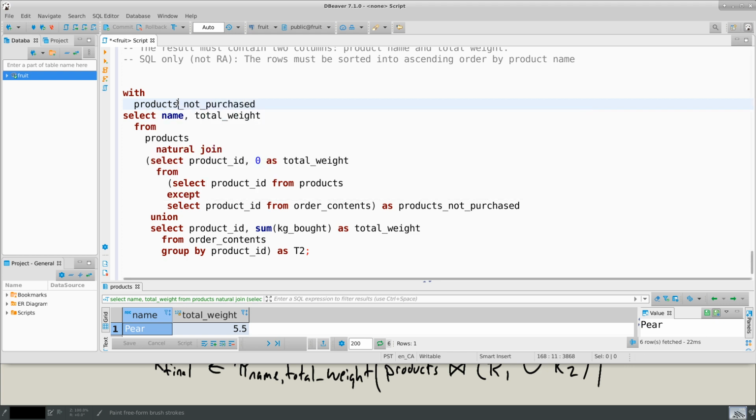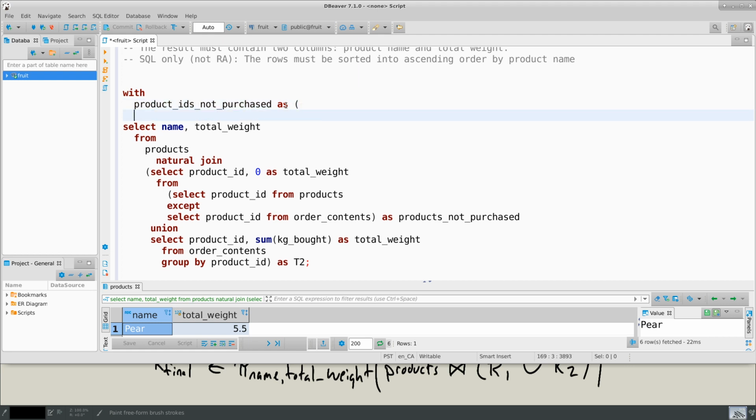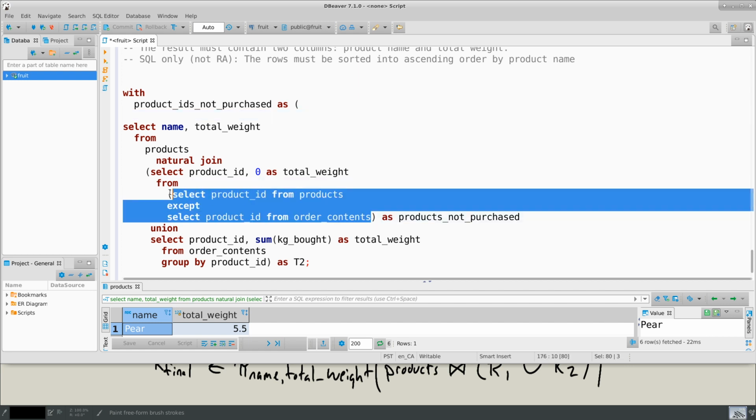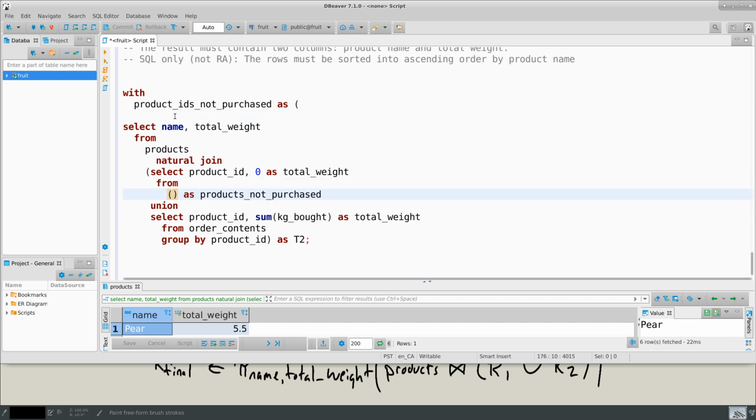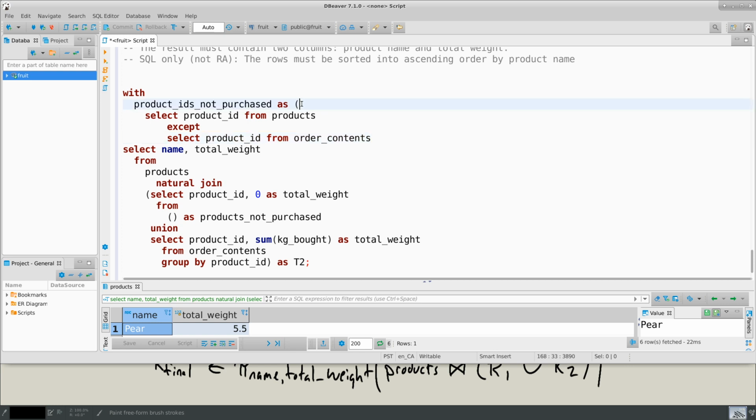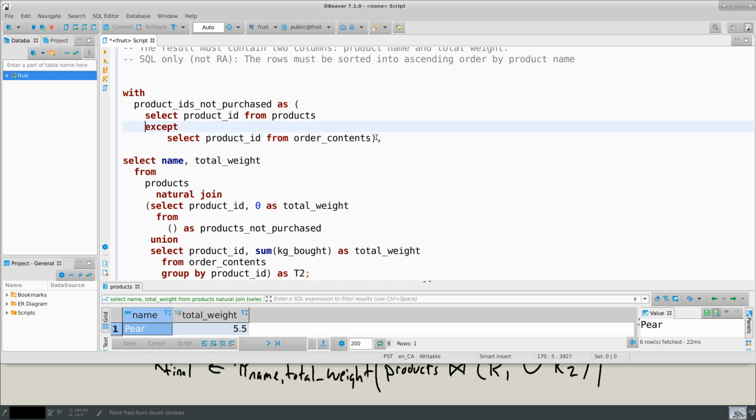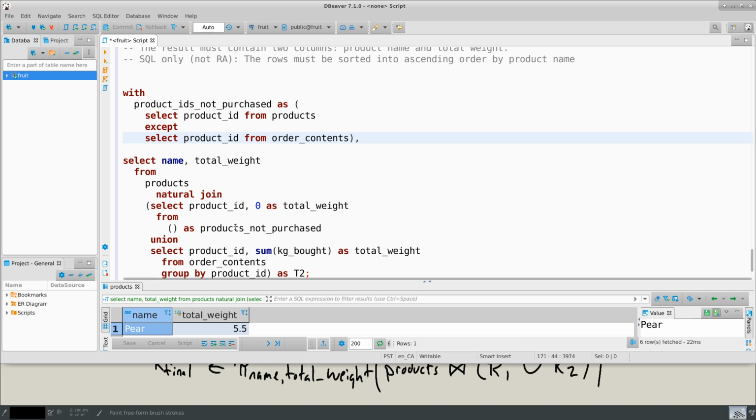And actually, I'm going to say this is product IDs not purchased. And the with clause has a couple of weird aspects. One of them is it uses the word as, but in the opposite way that we're used to. We give it a name, then we say as, and in the brackets we put a select statement. So I'm going to use this. And we'll put that there. You don't have to put it there, you could put it right on the same line, just like anything else in SQL. It's your choice how you arrange it. But I'm going to do it this way. Okay, so product IDs not purchased.